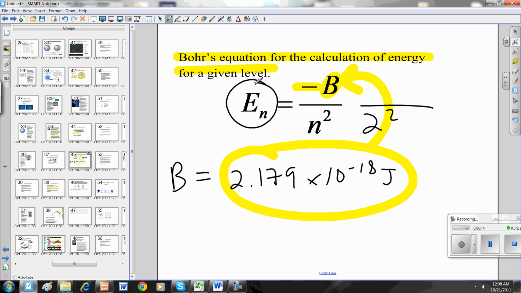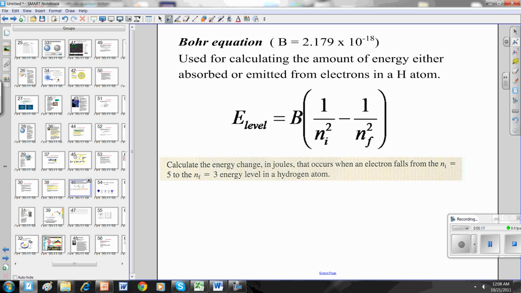What eventually you get is this equation right here. This is the one we care about, the Bohr equation, to calculate the amount of energy given when an electron either falls or rises. So it could do absorption or emission from electrons in a hydrogen atom. So if you look, you take B, the constant goes right here, 2.179 times 10 to the negative 18th. You have an n value with an I subscript and an n value with an F subscript. And what you do is I is initial and F is final.